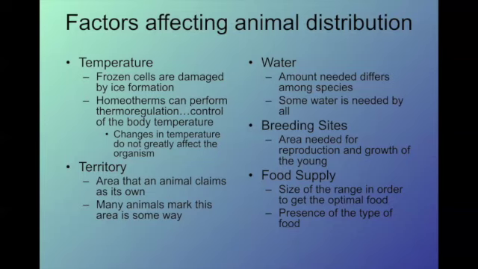Water: the amount of water differs among species, but some water is needed by all. So if you have a desert, you're going to have very few species because there's very little water in that desert. Animals need breeding sites, and so you have to have a certain number of breeding sites for each organism. And once those breeding sites are out, then you've pretty much reached carrying capacity. Same for food.